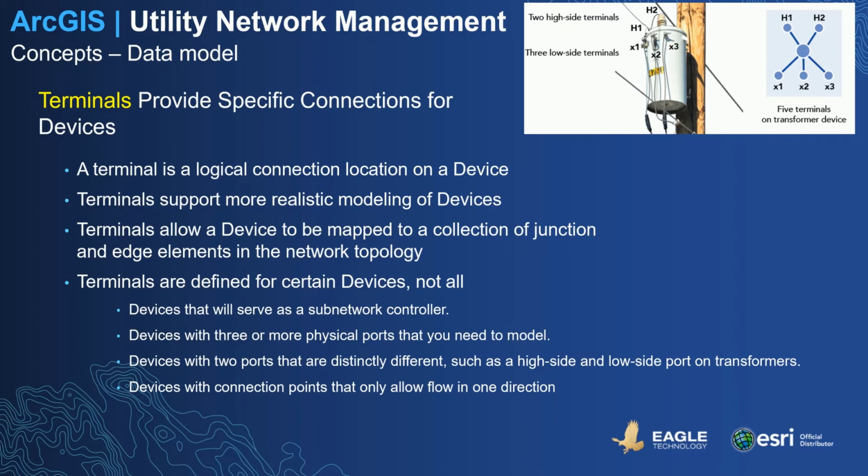And these would be where devices that serve as a subnetwork controller or source. Any device with 3 or more physical ports or points of connection, where 2 ports are distinctly different, such as a high side and low side port on electric transformers. Devices with connection points that only allow flow in one direction, such as a check valve in a water system or network protector in an electric system. Terminals don't appear on the map. Rather, they're logical connection locations that control how other features can connect through valid paths.